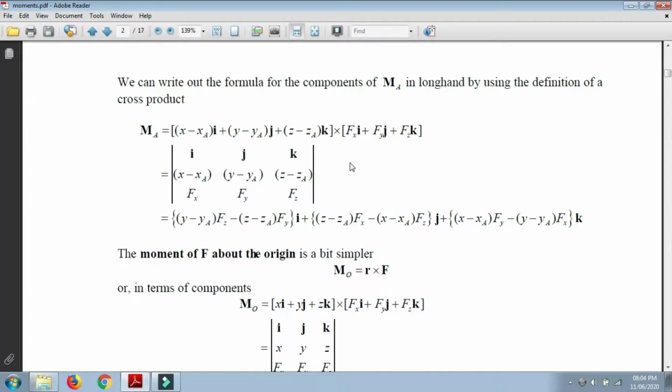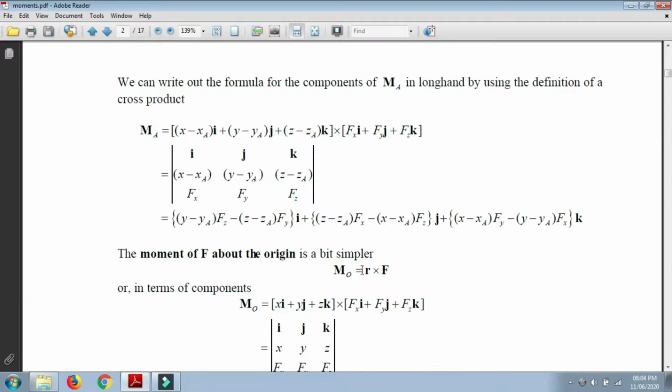Whenever we apply R cross F, we can take a determinant of it. So i, j, k; x minus xa, y minus ya, z minus za; and Fx, Fy, Fz. We solve this, and we get the result in terms of i, in terms of j, and in terms of k. The moment of F about the origin is a bit simpler.